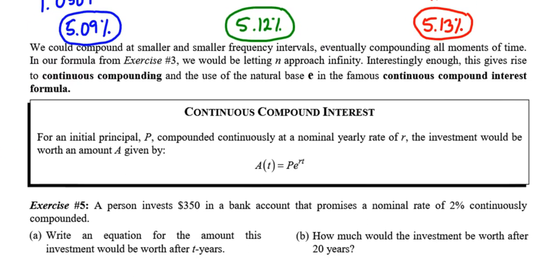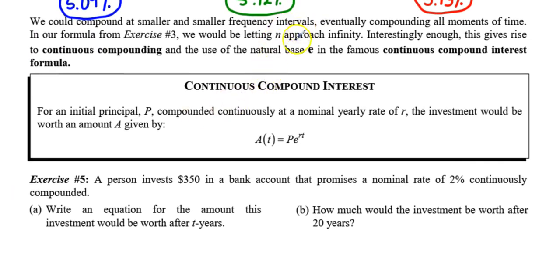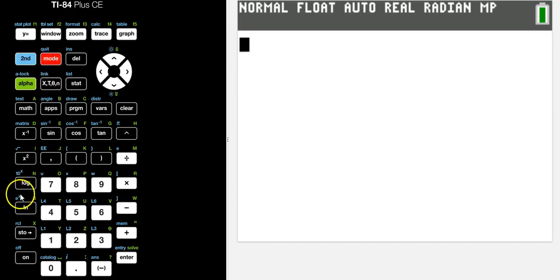Finally, we could continue. Maybe we do it every hour, every minute, every second. Eventually, this n would approach infinity if we do it continuously. And in that case, this approaches a limit which gives rise, as it says here, to the use of the natural base, the number e. So let's look at this number on your calculator. This number exists over here in 2 places on your calculator. One is right here, e to the x, and the other is right here, e.